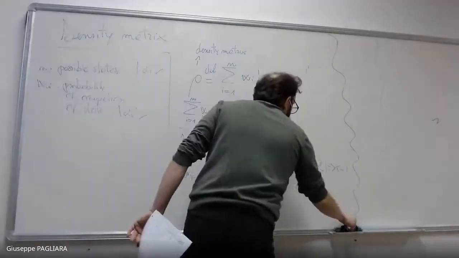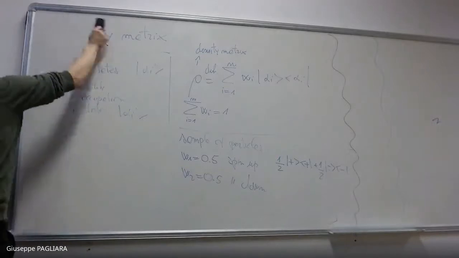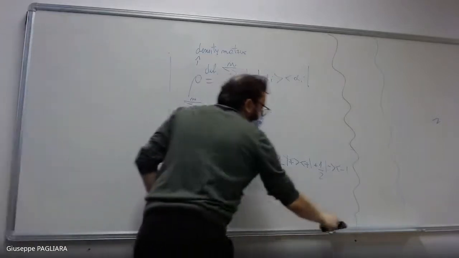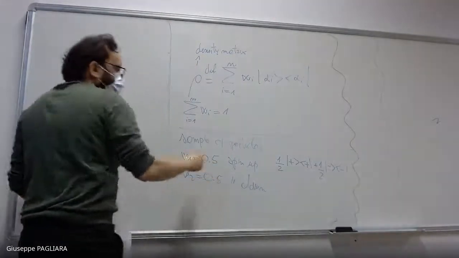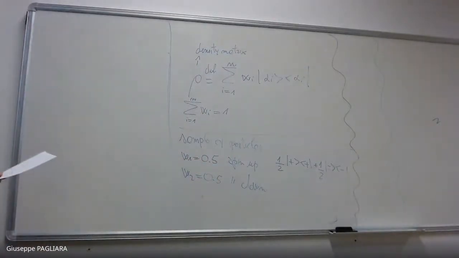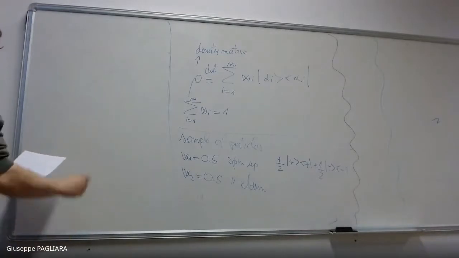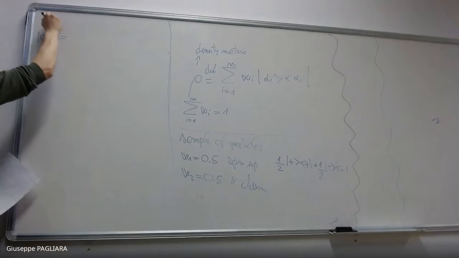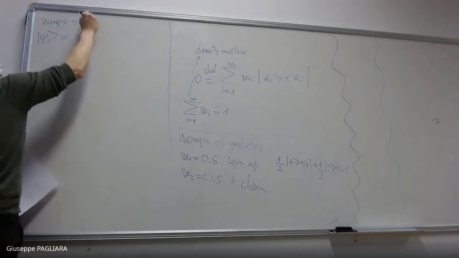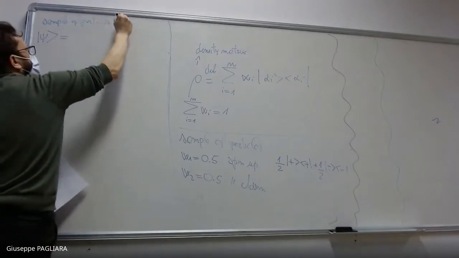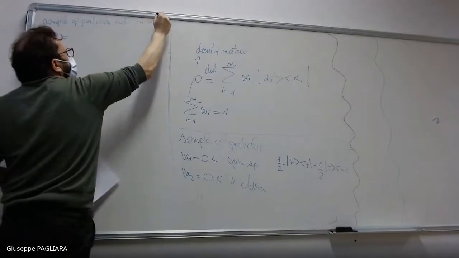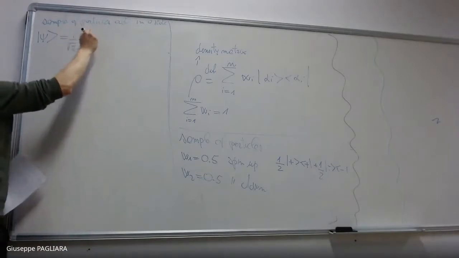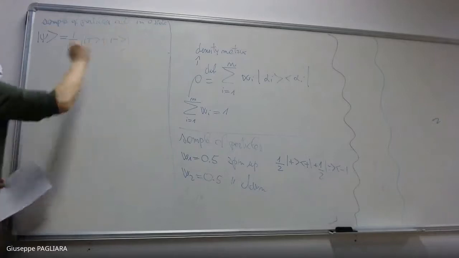Now, this situation is very different from the situation in which I have a superposition of states. Here what I'm saying is that those particles are polarized, and 50% of them have spin up and 50% of them have spin down. It's a different situation with respect to a sample of particles that are all in a state psi, which is provided by the linear superposition of plus and minus.